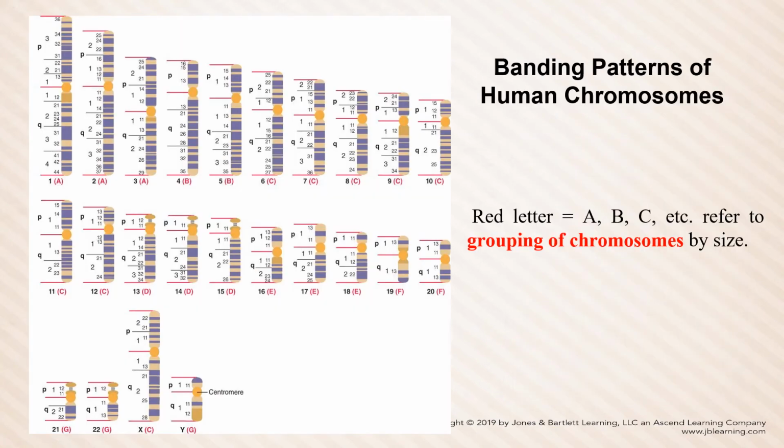Here you can see a schematic from your textbook that shows how these banding patterns are described in humans, and you can see different letters here: A, B, C, etc. Those are grouping the chromosomes by size, as we previously said. And those patterns are not only studied in humans but also, for example, in Drosophila. The same type of information you can find online, describing all these cytogenetic studies.